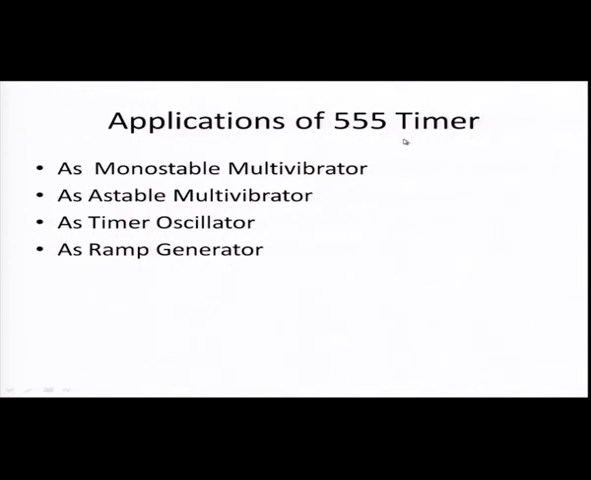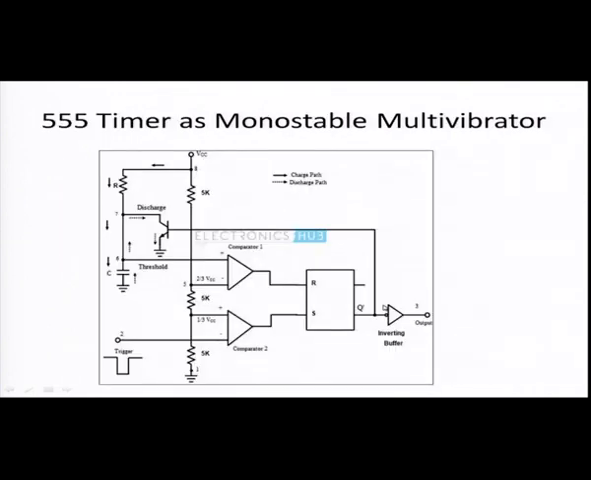The applications of the 555 timer are as a monostable multivibrator and an astable multivibrator. It can also be used as a timer, an oscillator and a ramp generator. We are going to focus on these two topics, monostable multivibrator and astable multivibrator. So this is the circuit for a monostable multivibrator using the 555 timer.